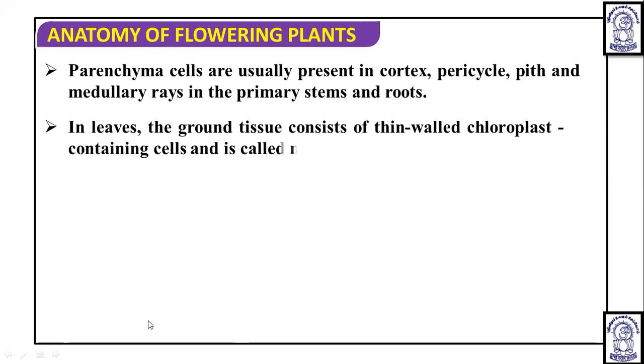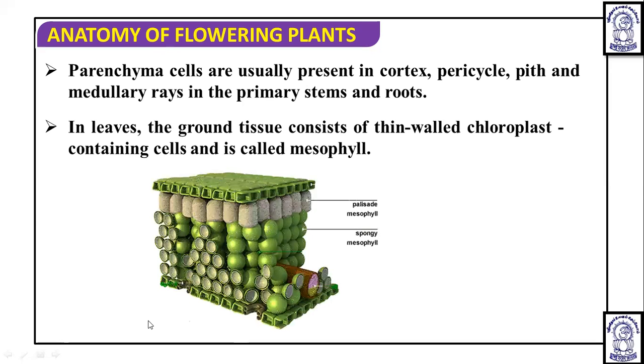In leaves, you will not see the presence of cortex, pericycle, pith, and medullary rays type of tissues. In leaves, the ground tissue is mainly made up of thin-walled, chloroplast-containing cells called mesophyll cells. These mesophyll cells are present between the upper and lower epidermis, and they form the ground tissue of the leaf.